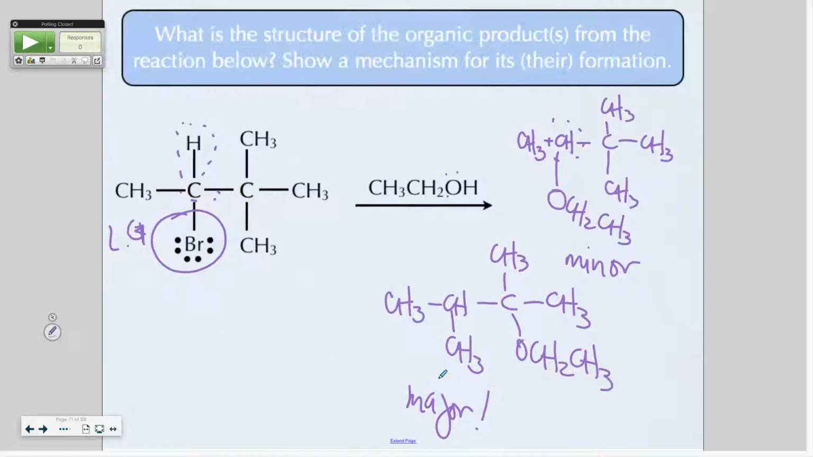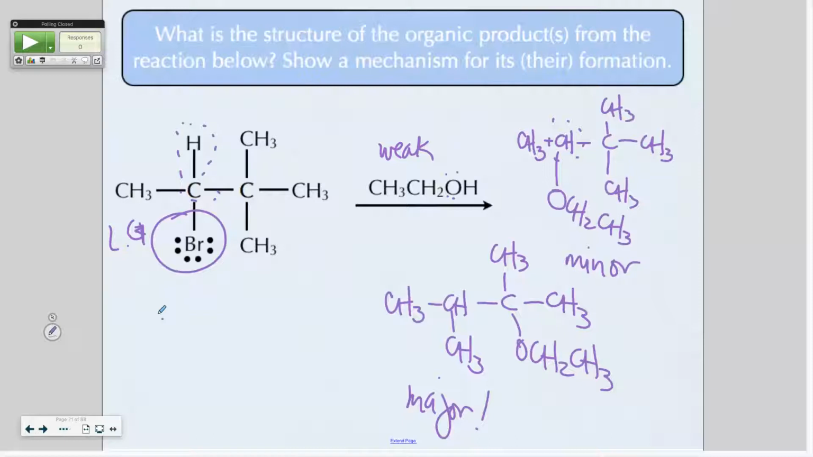What kind of nucleophile is this? Is it strong or weak? How do you decide? Strong nucleophiles have what charge on them? Negative. Does that have a negative? No. Is there some sort of metal thing in there?